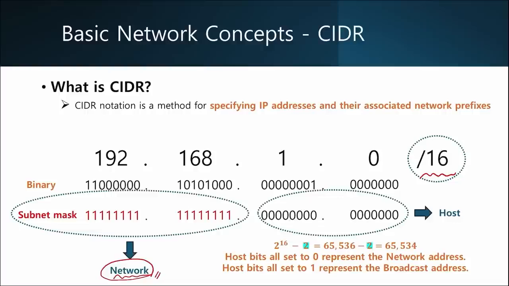Then we can create IPs with 16 bits, so 2 to the power of 16 is 65,536. But here, we need to remove 2 IPs. This is because the address with all 0 bits is used to represent the network address, and the IP address with all 1 bits is a reserved IP used to represent the broadcast address.